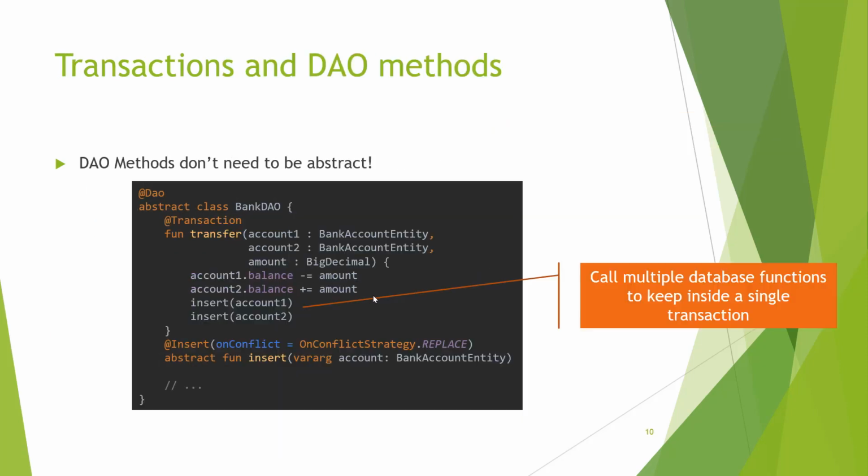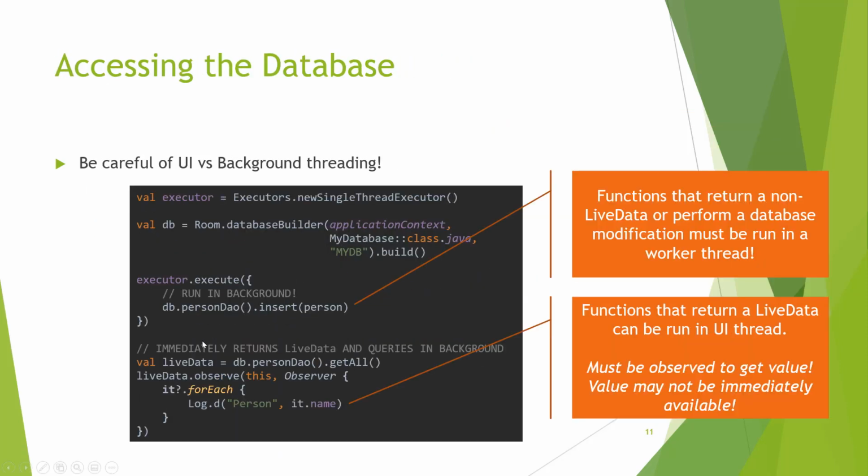So if we take a look here, here's an example of how you'd normally use this. Val liveData is db person DAO get all. So now we have a LiveData. Note that at this point in time, the value may or may not actually be available. So if I immediately after this said liveData.value, I have no way of knowing if that's actually the data that's been retrieved or not. Maybe the timing just worked out, the database happened to be finished with it, maybe not.